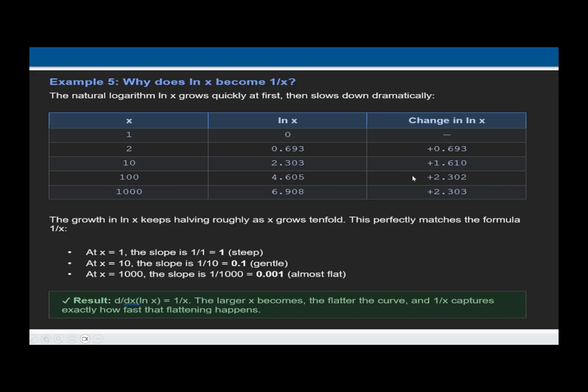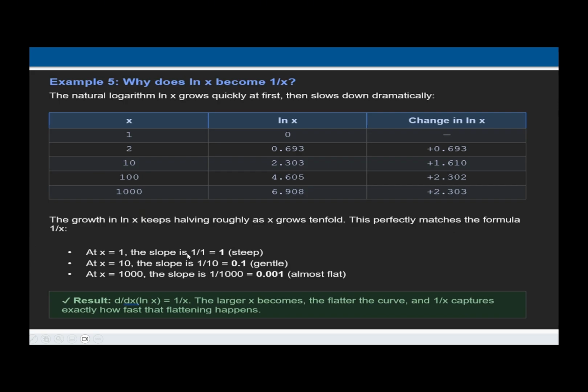The difference of the two numbers gives you this number, and the difference of the next two gives this number. So the growth in log x keeps halving rapidly as x grows tenfold. When x grows tenfold, the change is about 1 point something. But when x grows from 100 to 1,000, not much change, is there? The change is very, very minimal. So log x keeps having roughly the same small change as x grows tenfold. It perfectly matches the formula 1 on x.